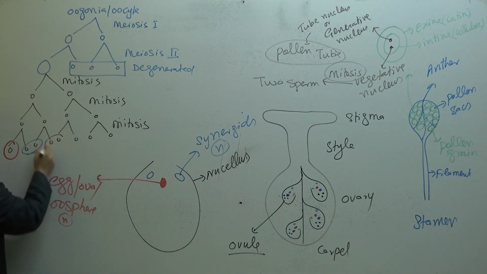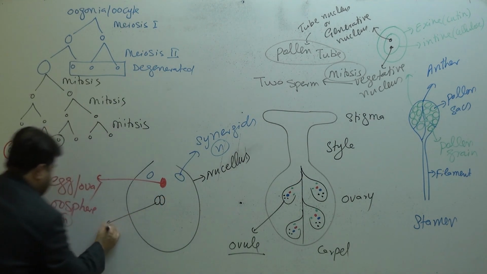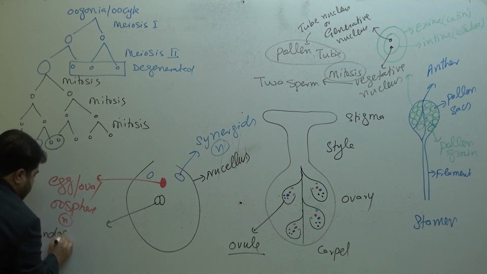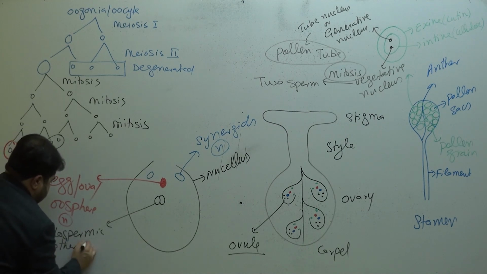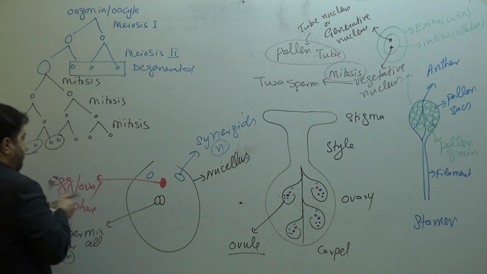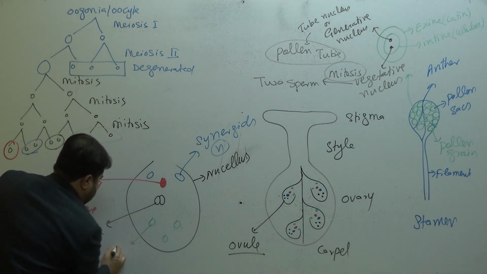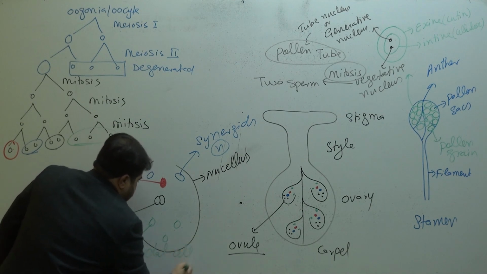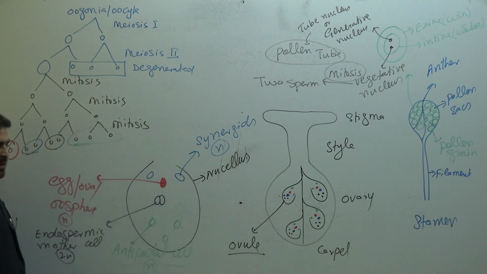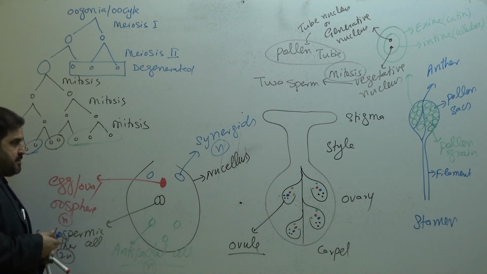After that, two of the cells fuse together and form the endospermic mother cell. This endospermic mother cell is diploid in nature. The three which are left behind are arranged here, and are called antipodal cells. These antipodal cells are haploid, and they have no role in the fertilization process.